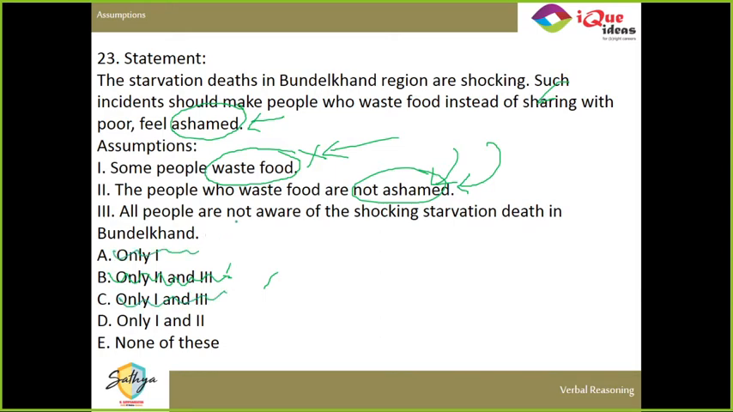Now, third one: all people are not aware of the shocking starvation deaths in Bundelkhand. Whether all people are aware or not has nothing to do with the statement. If all people are aware, he will still say this. If all people are not aware, he can still say it. So whether we assume the third one or not is irrelevant. So only the first and the second are required as assumptions, and hence option D is my answer. Option D, D for Delhi, is my answer.